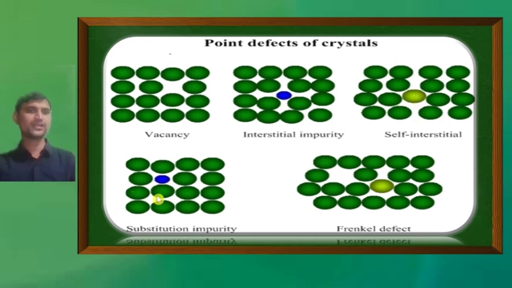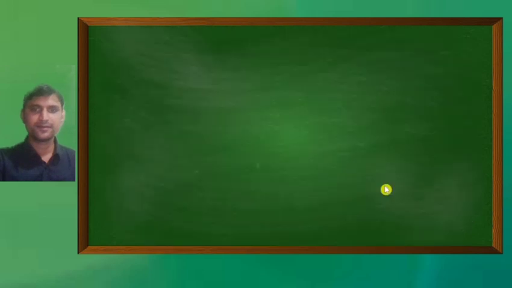Next one, substitutional impurity defect means one atom, one cation, is replaced by another cation. That is called a substitutional impurity defect. Next one, Frenkel defect means the cation leaves its original site and occupies an interstitial site.